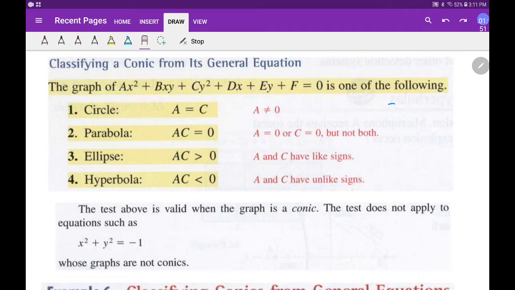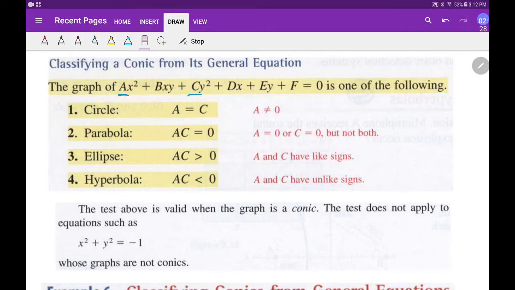How about when AC is greater than 0? Well, that means that both of these are positive. And if they're both positive, then I have the situation x squared plus y squared equals 1, or something like that. And if it's not 1, of course, I divide both sides. If it were 4, I'd divide both sides by 4, but then there'd be something on the bottom. You know what I mean.